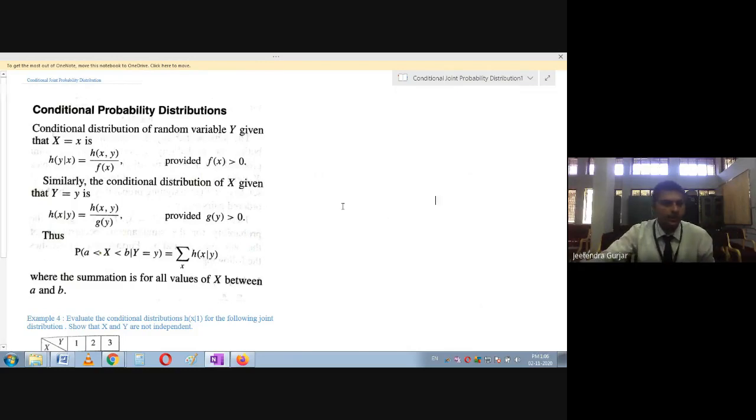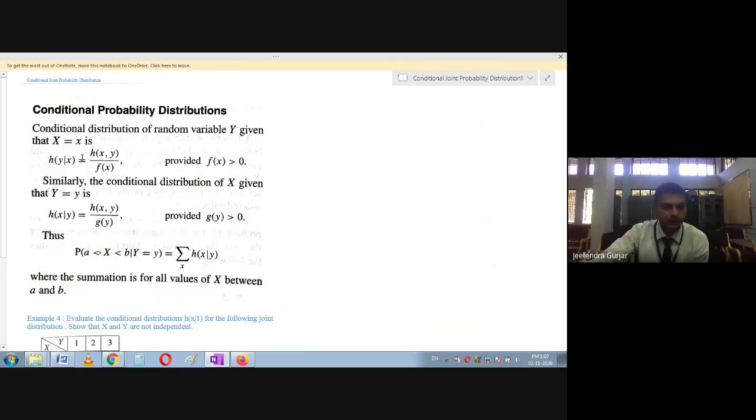Now we see this very important formula, that is we are going to denote the conditional probability distribution as h of y bar x is equal to h of x comma y divided by f of x, provided, remember this, f of x is greater than 0. Similarly, if they ask conditional probability distribution for x given y, then we have h of x bar y, which is equal to h of x comma y divided by g of y, provided g of y is greater than 0, students.